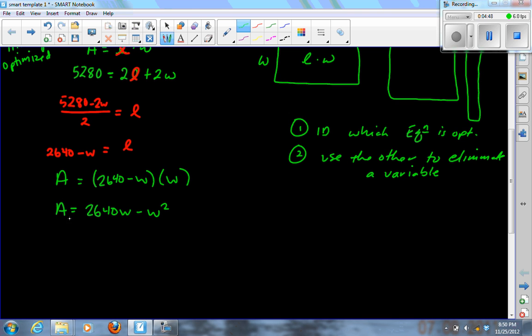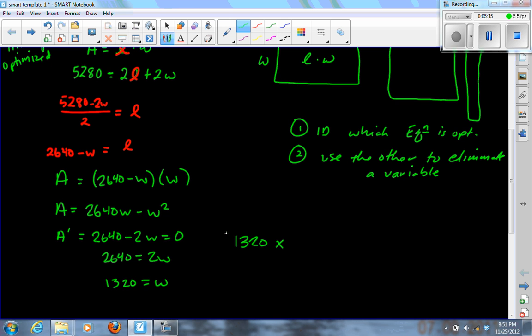So we know that at maxes or mins, the derivative is 0 or undefined. This derivative is never undefined. So if I take my derivative, set this equal to 0 and solve, I know that my width is 1320. So I know that one of my dimensions is 1320.